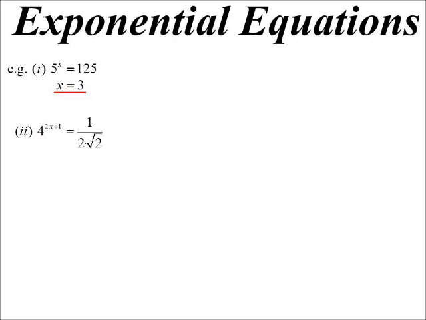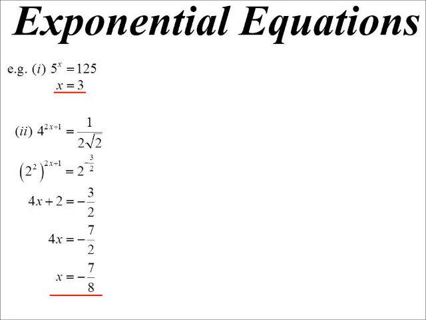Well, even this is achievable because I can rewrite both sides as 2 to the power of something. Because 4 is, of course, 2 squared. And then on the right-hand side, we have 2 to the power of negative 3 on 2. So therefore, I know that 4x plus 2 is negative 3 on 2. X ends up being negative 7 on 8.